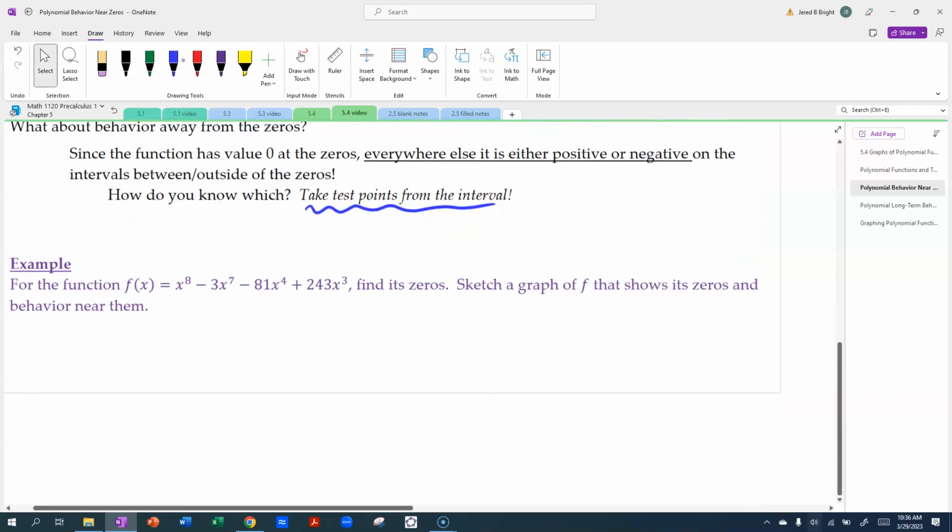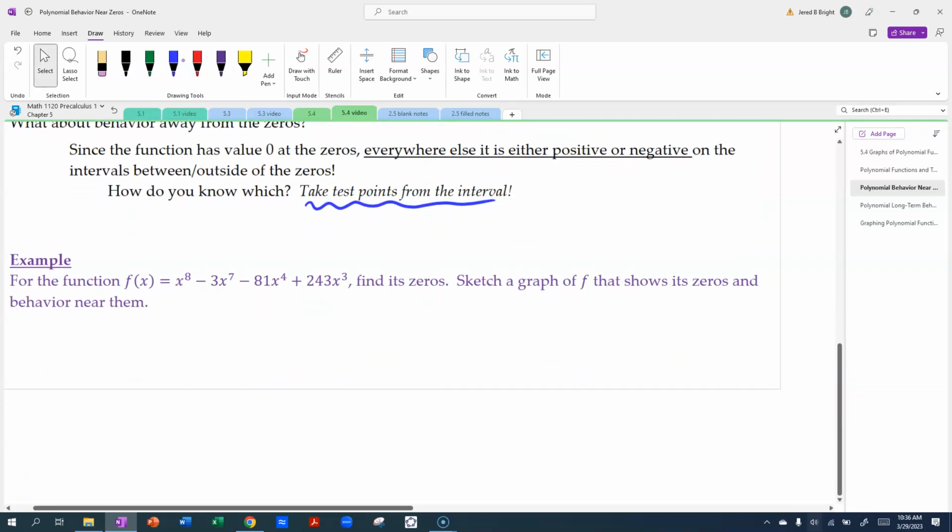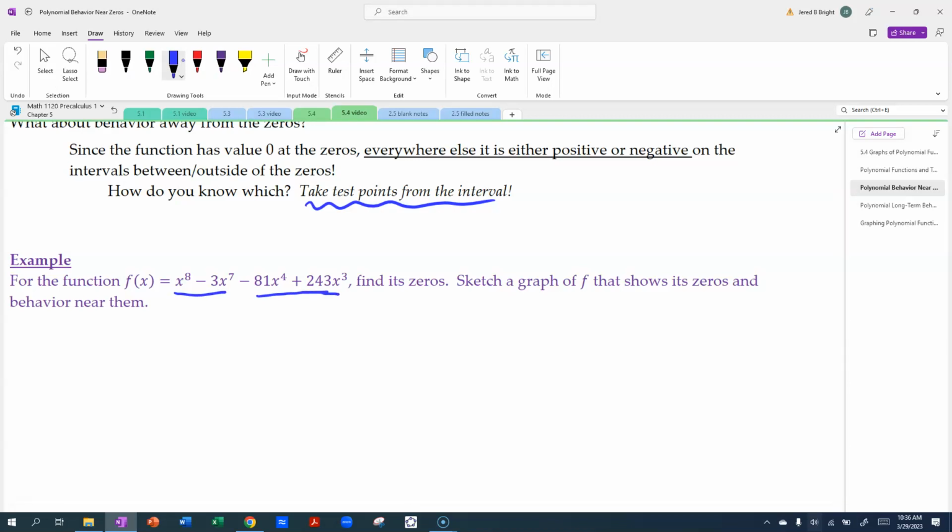Let's see an example. And this example will actually carry through several videos here. So we have a function, we want to find its zeros, okay, and then we want to sketch a graph that shows its zeros and its behavior near them. Okay, so this one should factor by grouping, okay? So I want you to pause the video, try and factor this, and find its zeros.